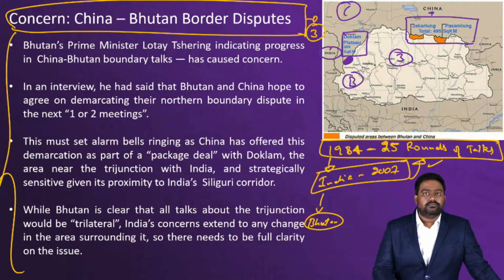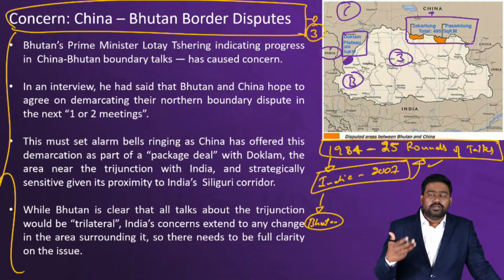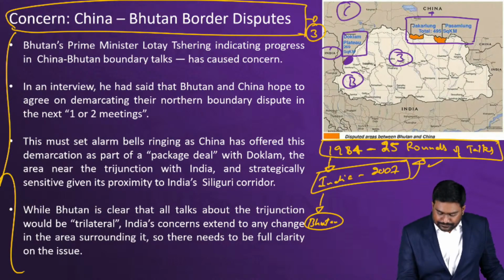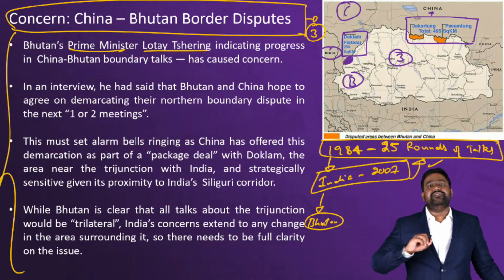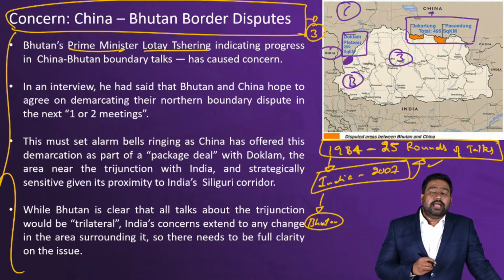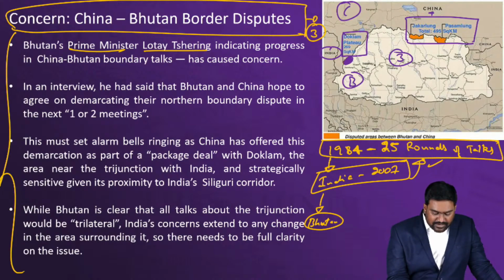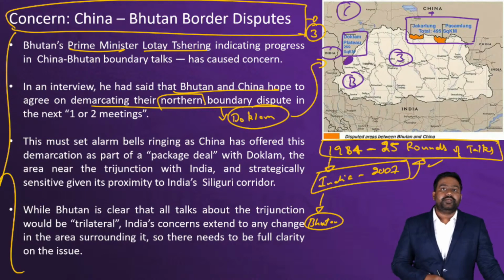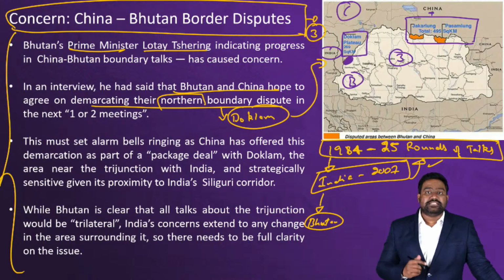So India never had any worries or concerns about these negotiations because India and Bhutan were on the same page. But recently a concern has come up because Bhutan's Prime Minister, Lotay Tshering, gave an interview to a European newspaper and said China and Bhutan have come very close to resolving the border dispute, especially the northern boundary dispute, which refers to the Doklam dispute and the Jakarlung-Pasamlung dispute. He said maybe in another 1 or 2 meetings, the boundary dispute will be resolved. This was a statement given by Bhutan's Prime Minister.